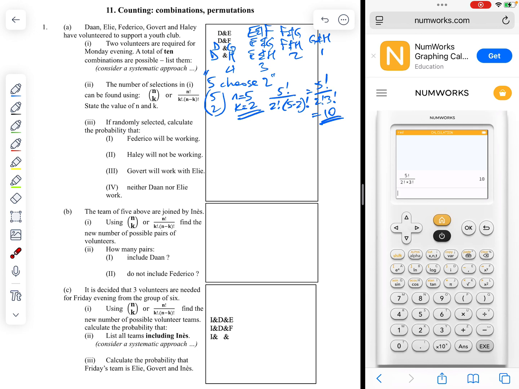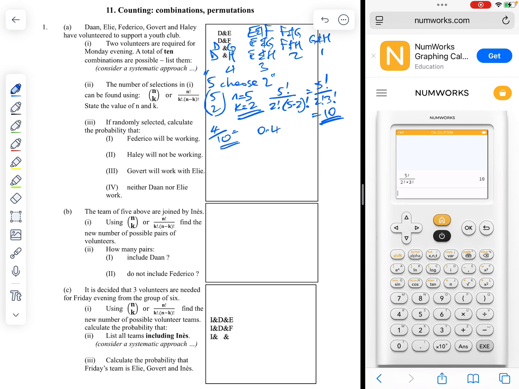Part 3. If randomly selected, calculate the probability that Federico will be working. So if we look at our list above, we can see Federico is here, here, here, and here in 4 of the pairs. So he will be working in 4 out of the 10, which we know is 0.4.